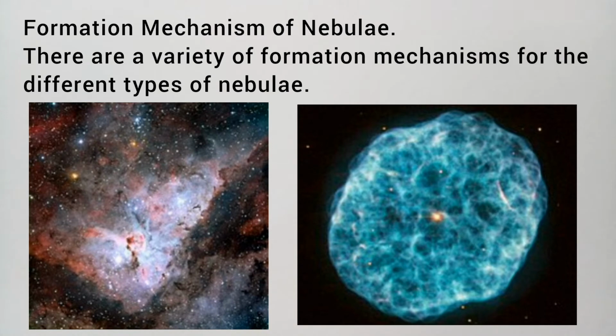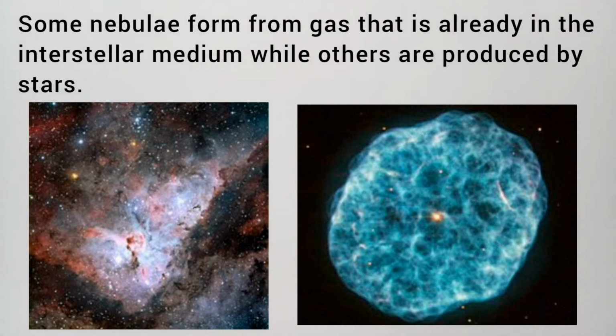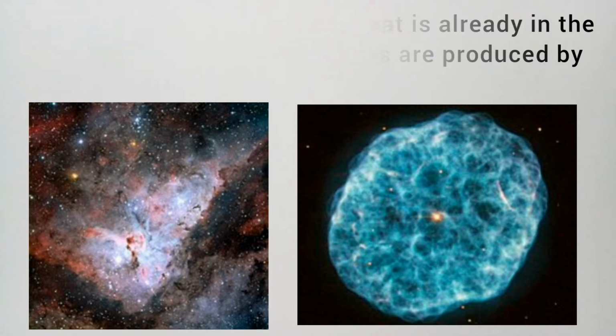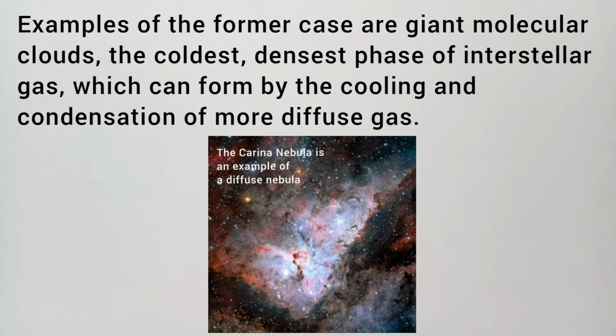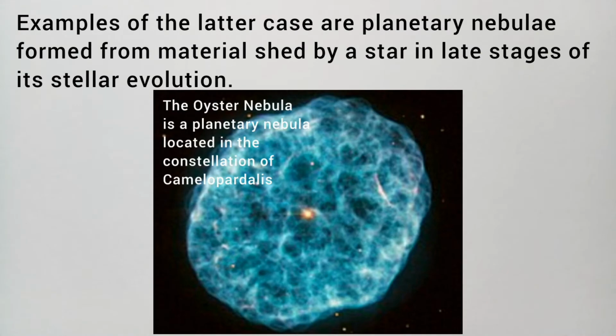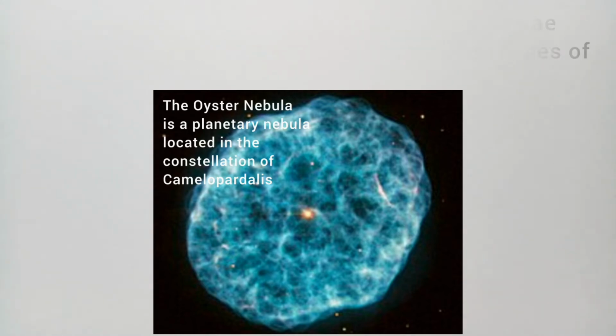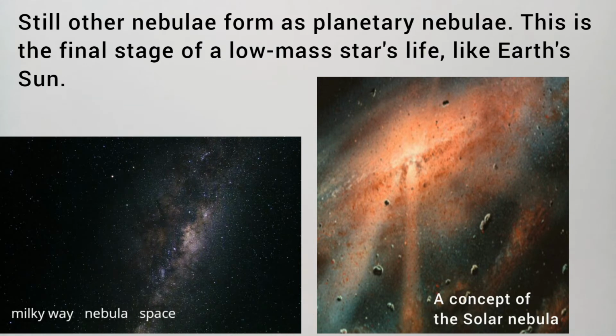Formation mechanism of nebulae. There are a variety of formation mechanisms for the different types of nebulae. Some nebulae form from gas that is already in the interstellar medium while others are produced by stars. Examples of the former case are giant molecular clouds, the coldest, densest phase of interstellar gas, which can form by the cooling and condensation of more diffuse gas. Examples of the latter case are planetary nebulae formed from material shed by a star in late stages of its stellar evolution.